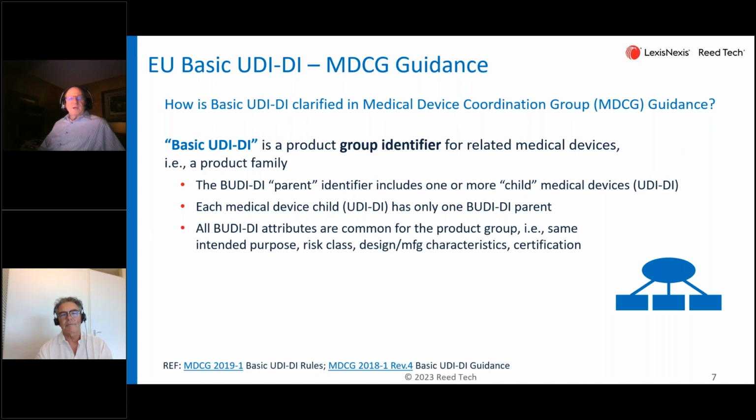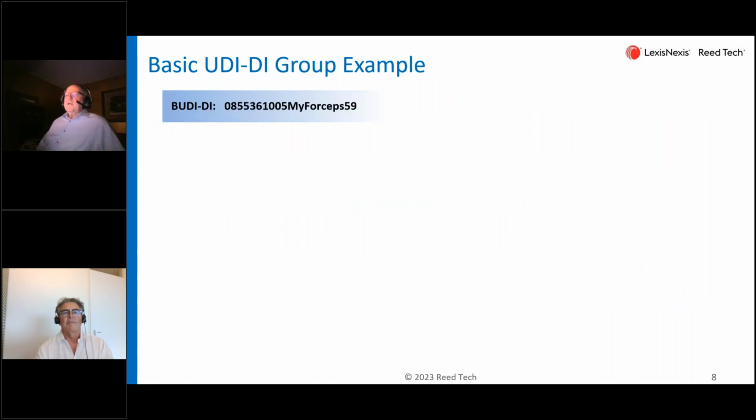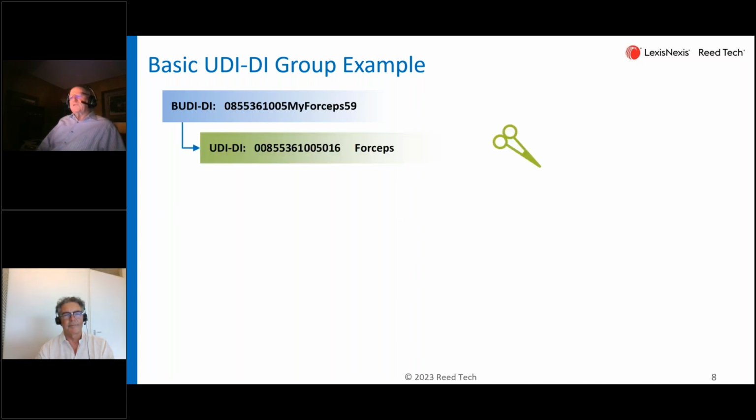I wanted to also share an example. Sometimes it helps solidify the definition and the intent here if we understand a particular example. So in my fictitious company that makes forceps, let's say I create a basic UDI. We'll talk about the actual construct of what goes into that particular code. But with a basic UDI, that would be my top level grouping. And I have to have at least one device under that. So let's say I have my pair of forceps that I put in there.